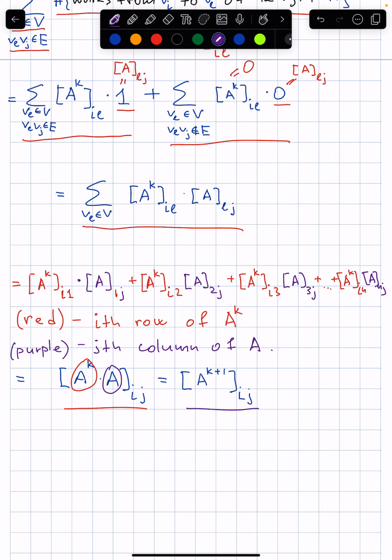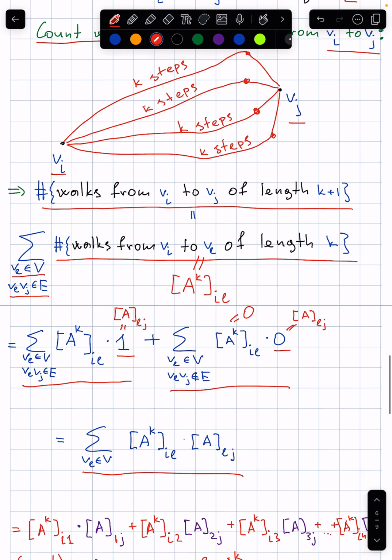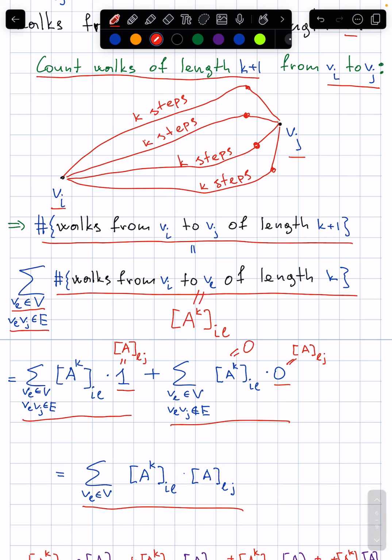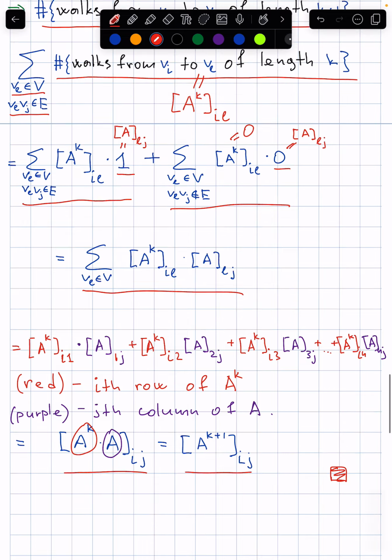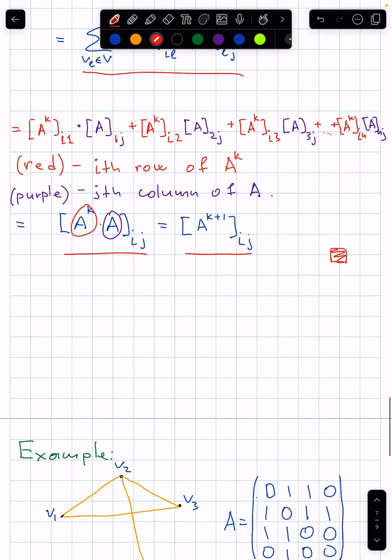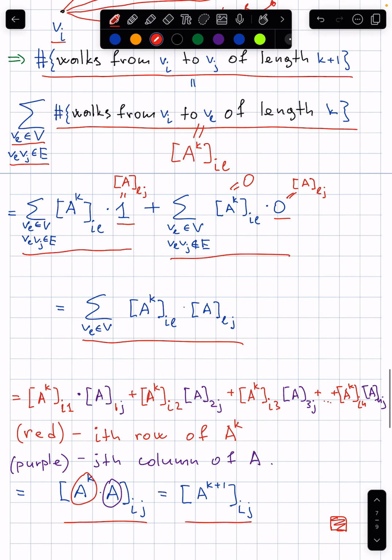So we get exactly the ijth entry of A to the k plus 1. So we started from the number of walks of length k plus 1 from vi to vj, and according to this computation we get exactly the ijth entry of the matrix A to the k plus 1. So that concludes the proof. All right, so that's it.